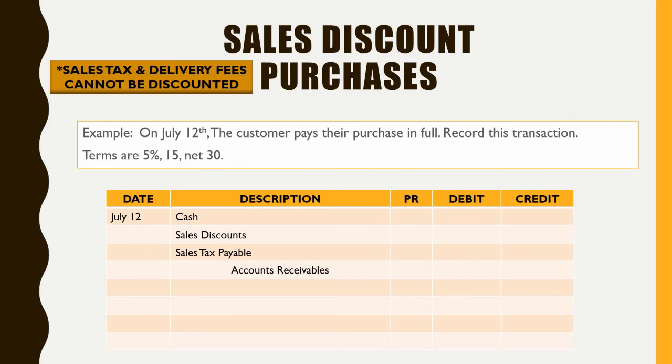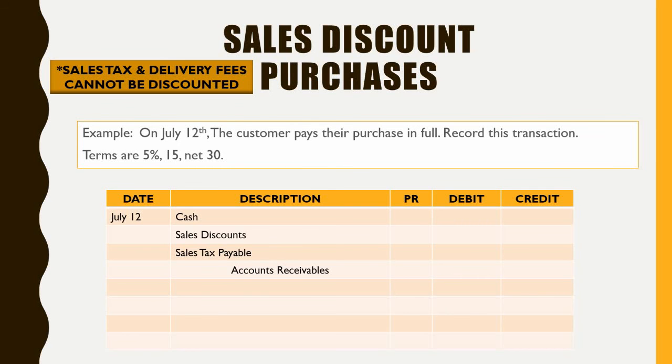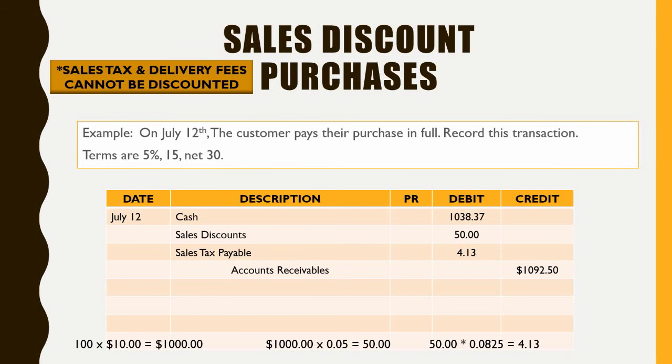So let's go ahead and break it down. How much was my discount for? $50. How did you get $50? It was $1,000 for the 5% discount. Good. Okay. How much is the sales tax payable? How much tax are you going to pay on that? $4.13. Good. How much cash in total should you actually be receiving? All right, let's start off. How much total amount does he owe you? $1,092.50. Okay, so how much cash are we actually receiving? $1,038.37. Okay, good.